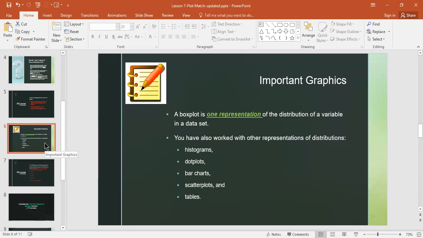Okay. So in your journal, you already have a 2-column table. One of them is labeled single variable, the other one is labeled double variable, okay? What you're going to do is take each of these visual representations of data, the box plot, histogram, dot plot, bar chart, AKA bar graph, scatter plot, and tables, and you're going to categorize them either as a single variable graph or a double variable graph.